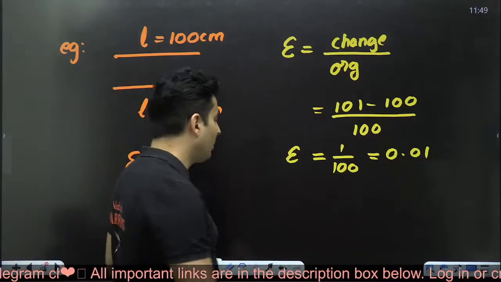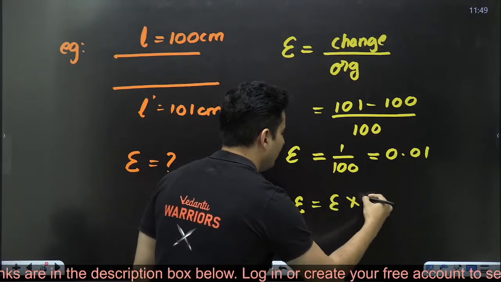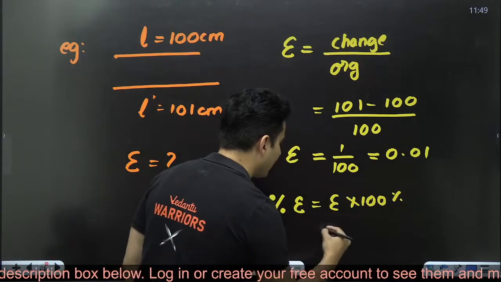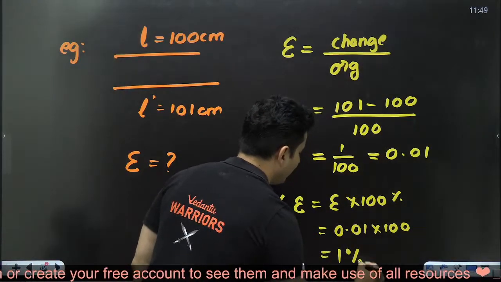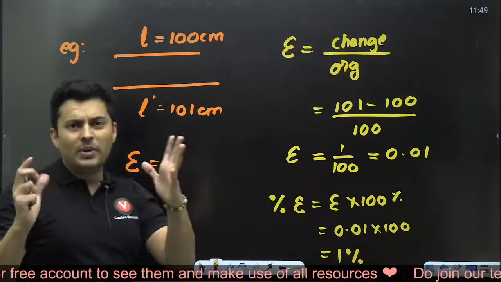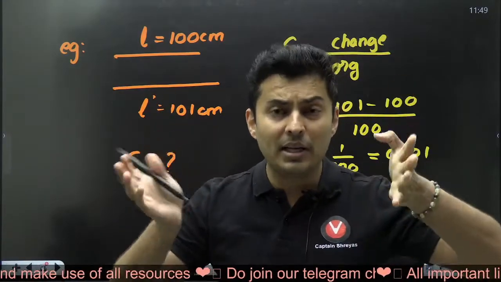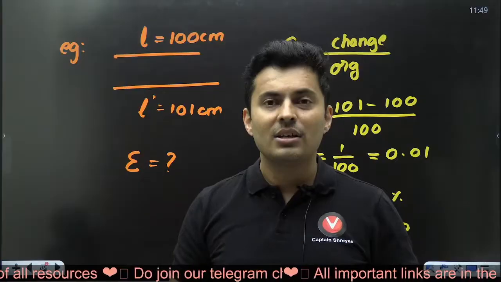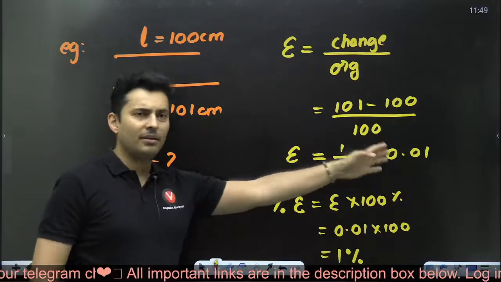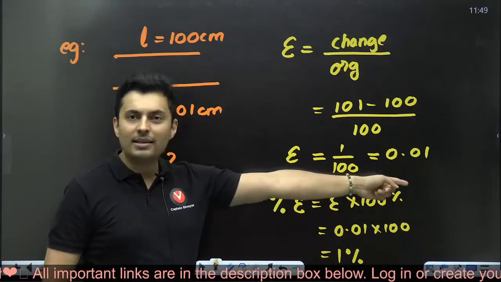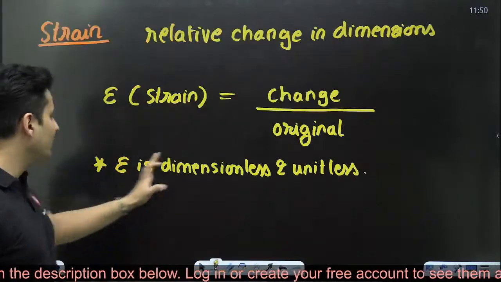Very good. Next important thing, you can also express percentage strain. Percentage strain is nothing but the strain multiplied by 100. So it will be 0.01 multiplied by 100, so in this case it is 1% strain. Meaning 1% of the total length or dimension will increase. If it was 1 kilometer, 1% of it would have changed. Usually you express strain as a fraction or a decimal, but if it is given in percentage, that is also okay. But it is a dimensionless and unitless quantity.